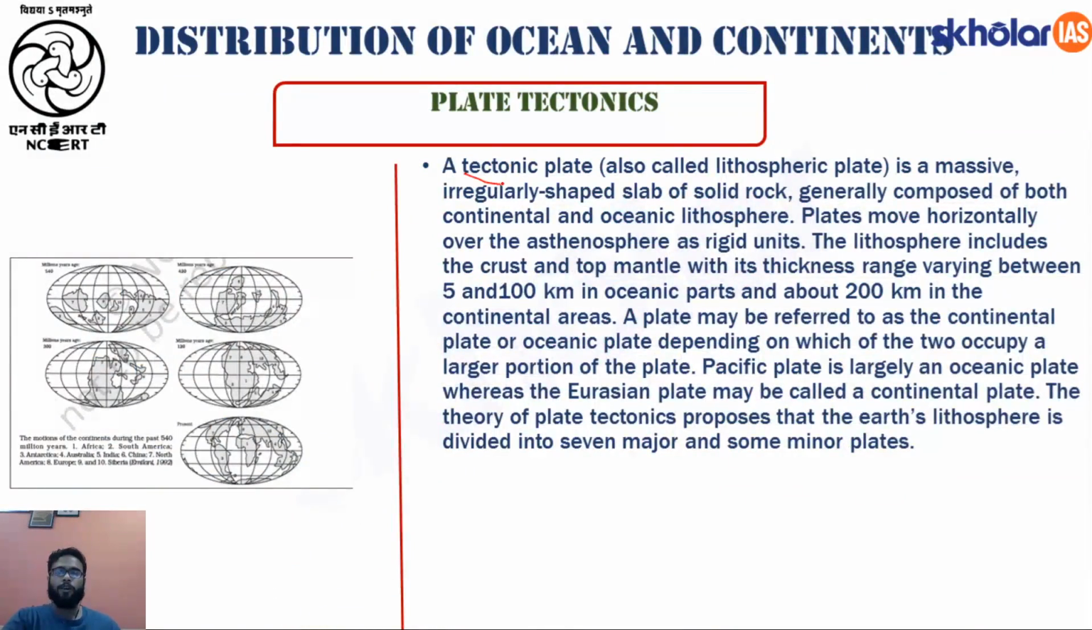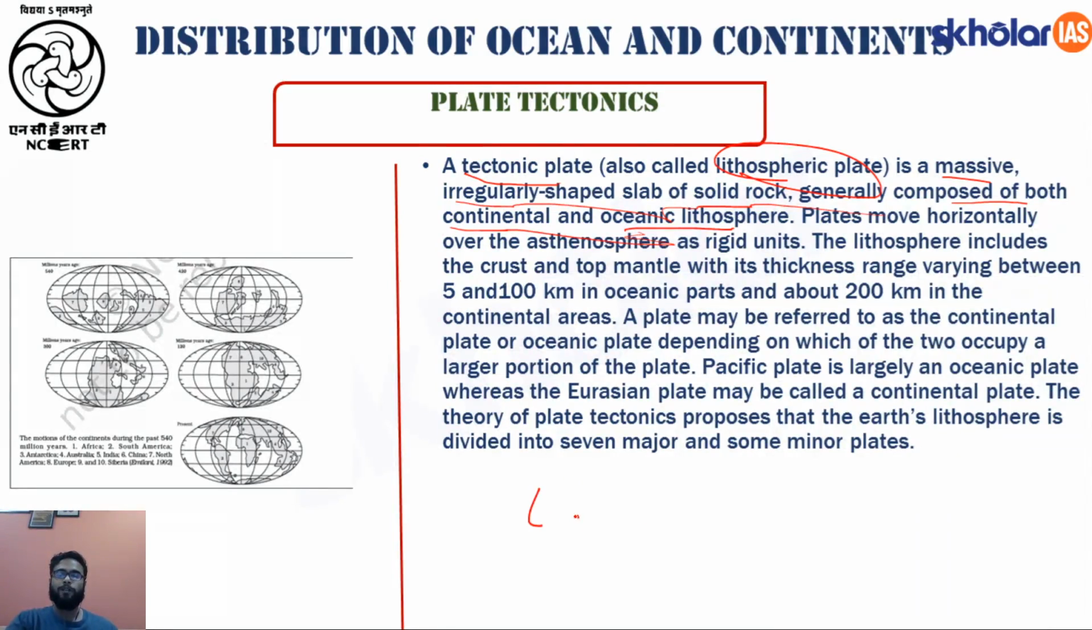So let us first understand what lithospheric plates are. A tectonic plate, also called a lithospheric plate, is a massive irregularly shaped slab of solid rock, generally composed of both continental and oceanic lithosphere. Now what is a lithosphere? We have already understood it is nothing but the crust and the upper part of the upper mantle, right?